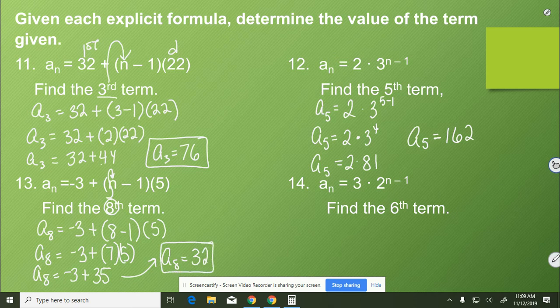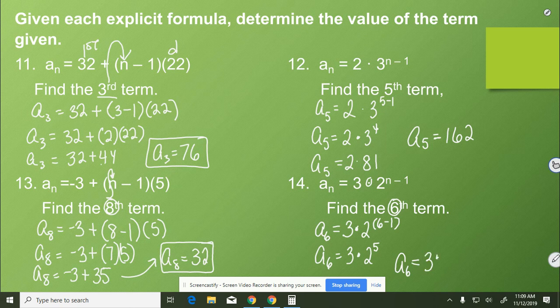Okay, and then lastly, we have another geometric one. I know that because of the multiplication sign here. So we want to find the 6th term. So it's a of 6 equals 3 times 2 to the 6 minus 1. So a of 6 equals 3 times 2 to the 5th. So a of 6, or the sixth term, is 3 times 2 to the 5th.